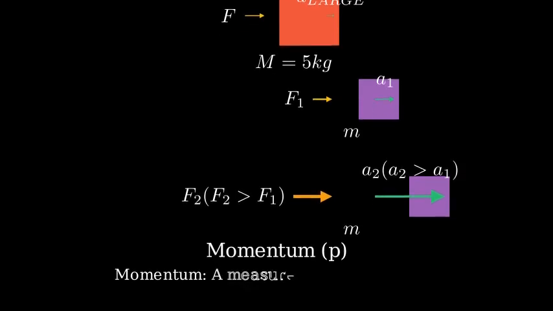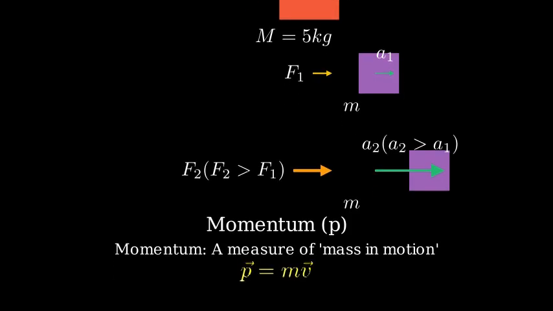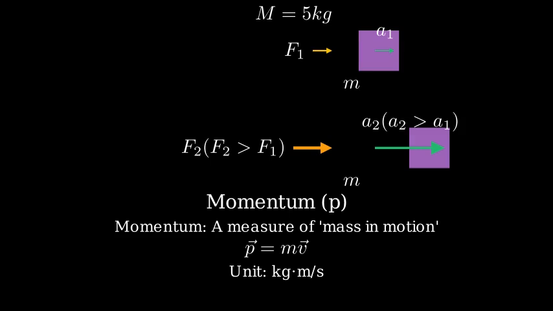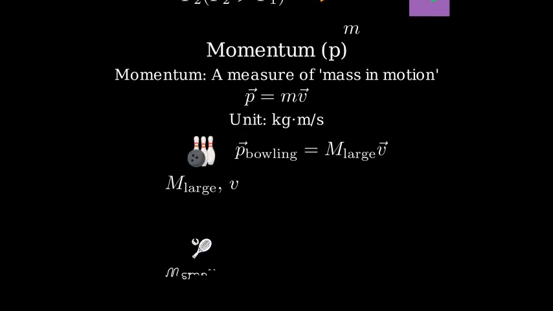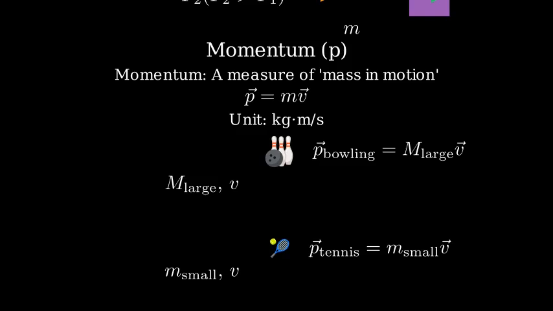Newton's second law can also be expressed in terms of another very important concept called momentum. Momentum, often denoted by the letter P, is a measure of mass in motion. It's defined as the product of an object's mass and its velocity. So, P equals mv. Since velocity is a vector, momentum is also a vector pointing in the same direction as the velocity. A heavier object moving at a certain velocity has more momentum than a lighter object moving at the same velocity. Think of a bowling ball versus a tennis ball, both moving at the same speed. The bowling ball has much more momentum. Similarly, a fast-moving object has more momentum than a slow-moving object of the same mass.